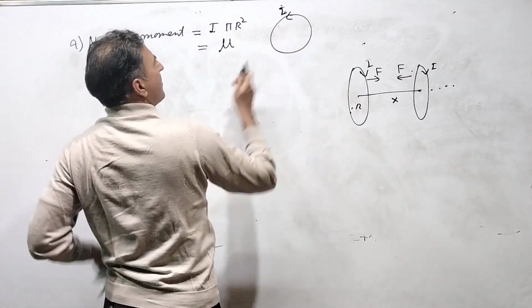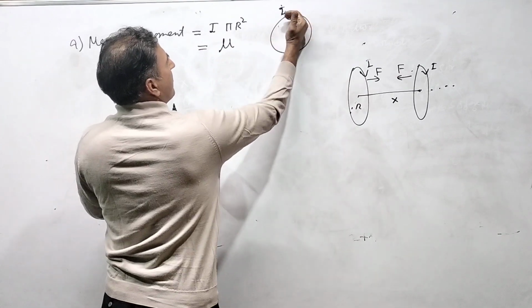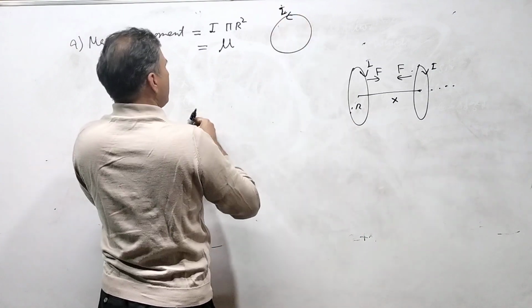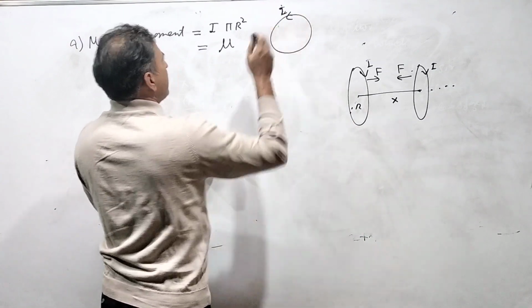Its direction is perpendicular to the plane of the coil, but in this way: curl your fingers in the direction of current and watch where the thumb goes. It is the magnetic moment that has this direction.